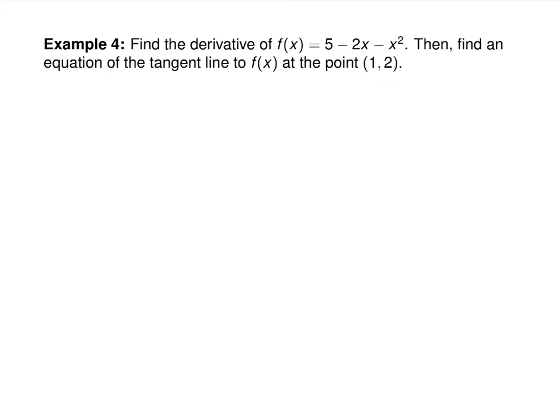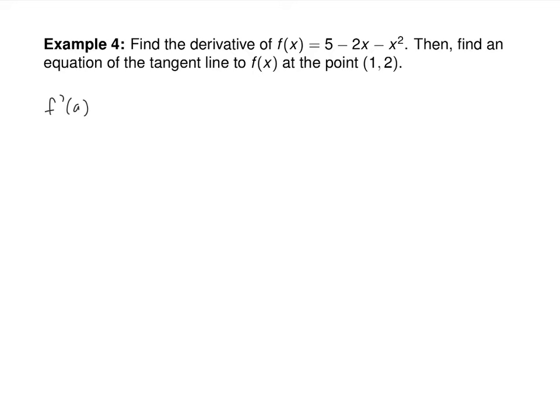Okay. So find the derivative of this, and then find an equation of the tangent line to the function at the point 1, 2. How I'm going to do this here is I'm going to find that formula, f prime of A, and then I'm going to plug A in at the end. Personally, this is my preferred way to do all these problems. I like to get the formula first and then just plug the numbers in once I've gotten it. I just find it easier.